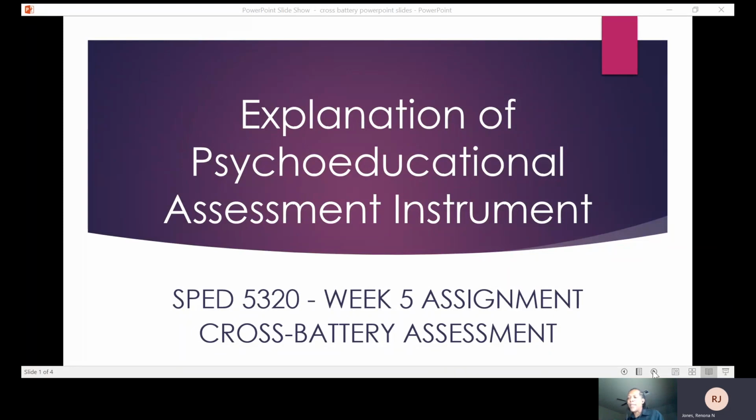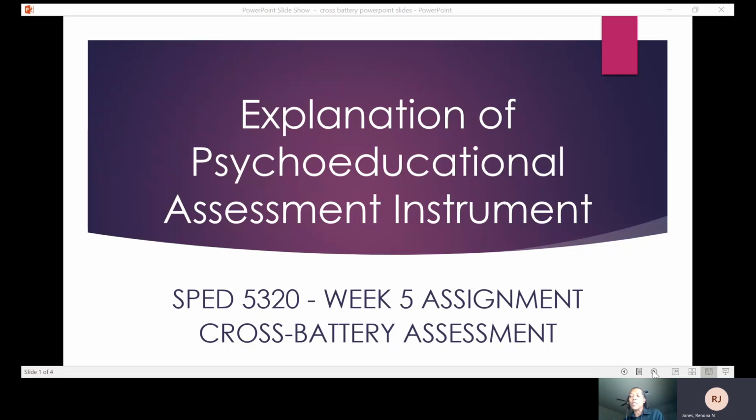Hi everyone. Today I will be discussing the cross-battery assessment. The purpose of this paper is to describe how the psychoeducational evaluation cross-battery assessment is used to determine a learner's eligibility for special education services. In order to do that, we must examine certain features of the cross-battery assessment.